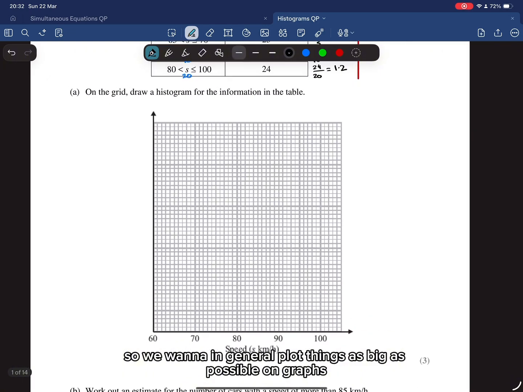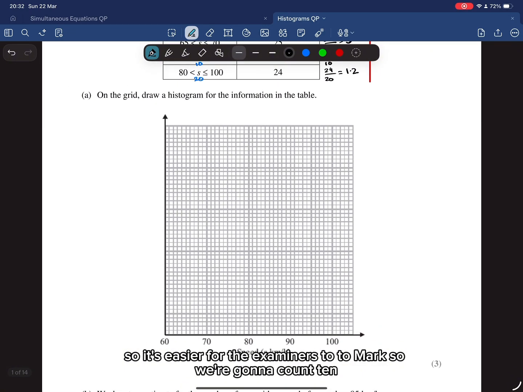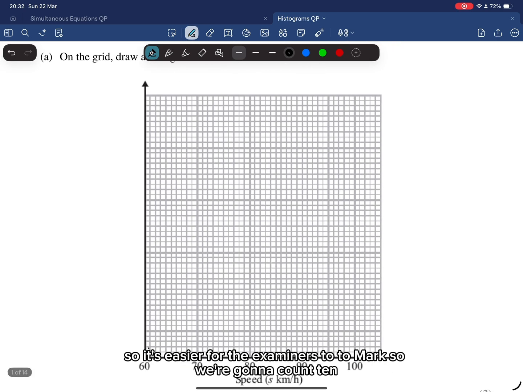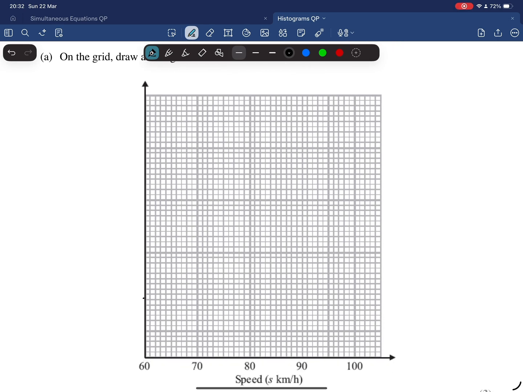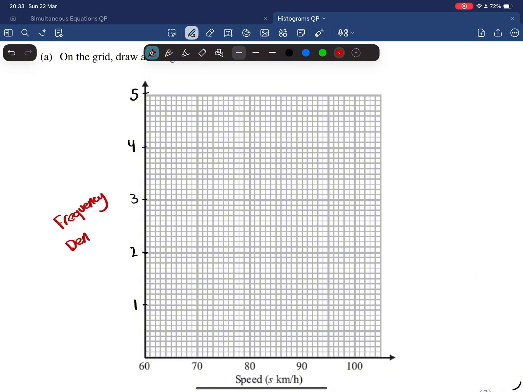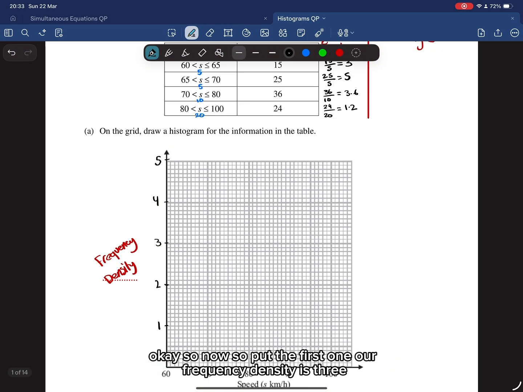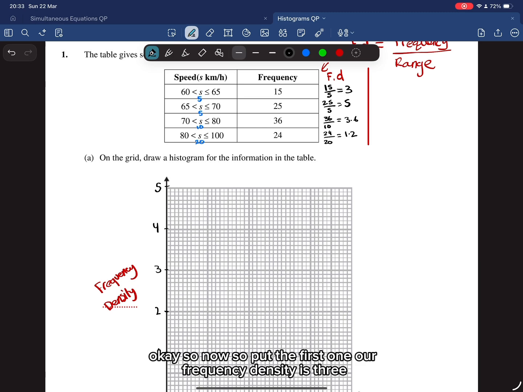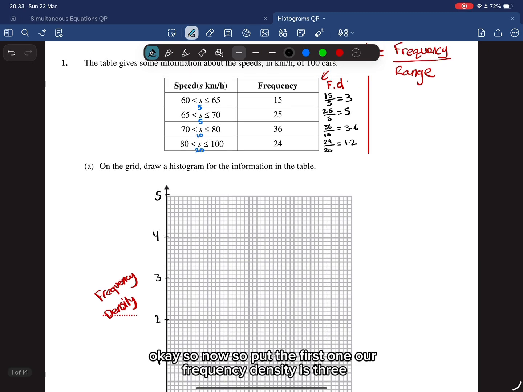In general, we want to plot things as big as possible on graphs, so it's easier for the examiners to mark. So we're going to count 10, roughly. One, 2, 3, 4, 5. We're going to say this is frequency density. Okay, so now, to plot the first one, our frequency density is 3.